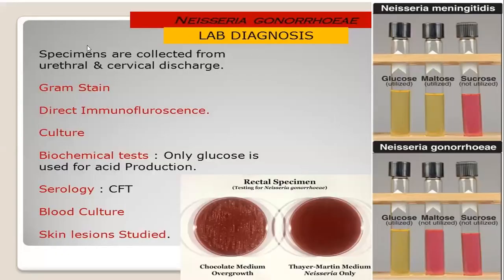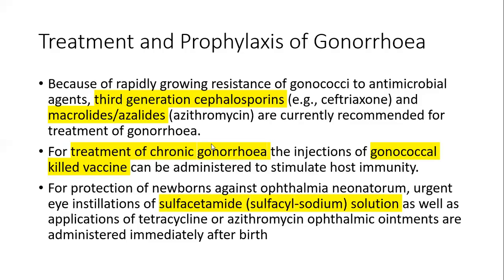Okay, this is about tests. So: microscopic, PCR, and serological tests. Treatment and prophylaxis of gonorrhea. Because of the rapidly growing resistance of gonococcus to antimicrobial agents, third-generation cephalosporins, for example ceftriaxone, and macrolides, azalides, azithromycin, are currently recommended for treatment of gonorrhea.